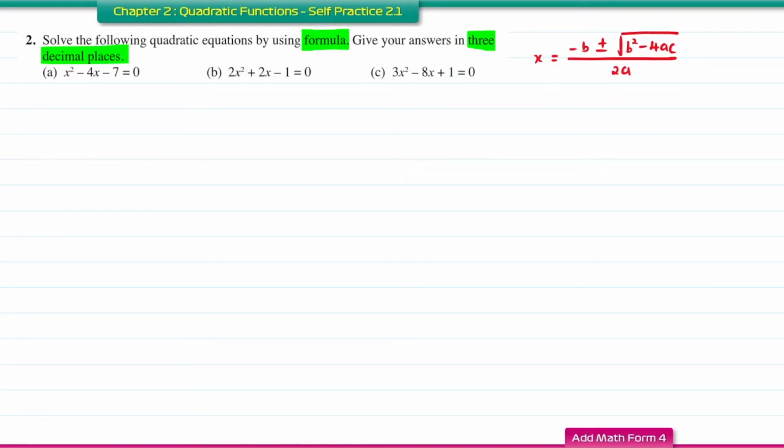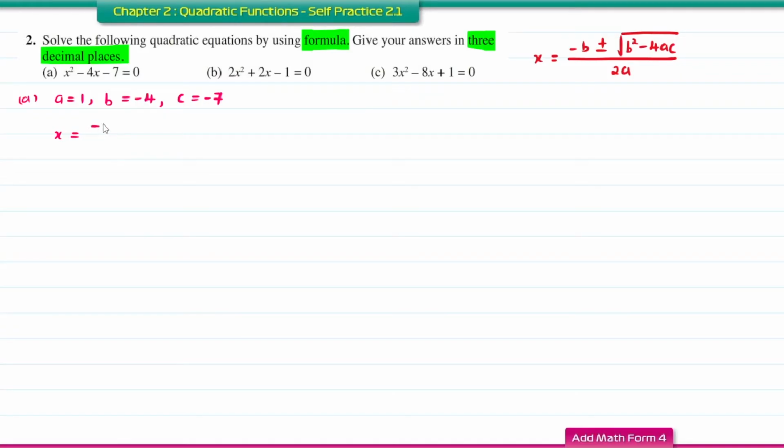So start with question A. So the equation is x squared minus 4x minus 7 equal to 0. Therefore, a is equal to 1, b is equal to -4 and c is equal to -7. So substitute it into the formula.